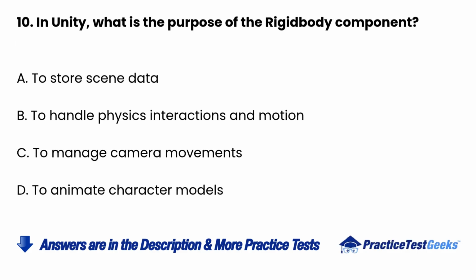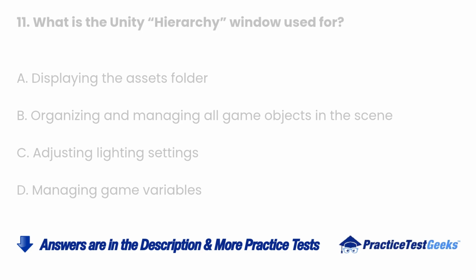10. In Unity, what is the purpose of the rigid body component? A. To store scene data. B. To handle physics interactions and motion. C. To manage camera movements. D. To animate character models.